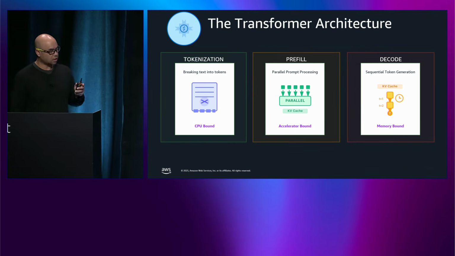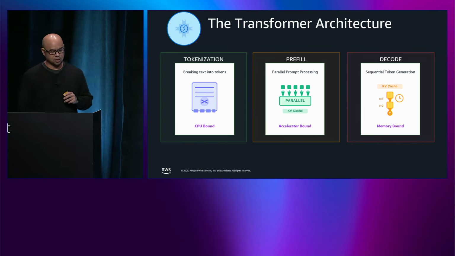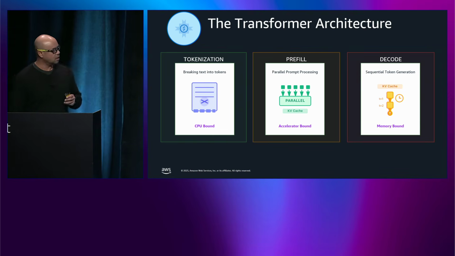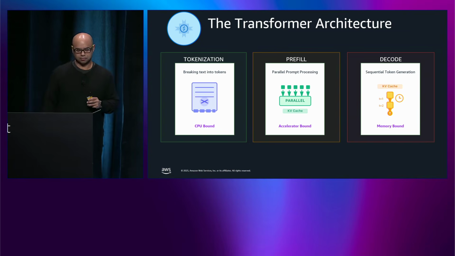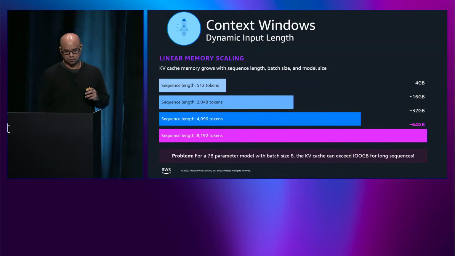Okay, so there are 3 different stages. First, tokenization, which is the process of breaking text into tokens. This is CPU bound and very often not the bottleneck. Then you have the prefill stage, which is the process of processing your prompt to create a KV cache representation of your query based on the model that you've picked. This is GPU bound, or accelerator bound. And then finally, the decode is the process of using that KV cache and predicting the next token. That process is memory bound and not using a lot of GPU.